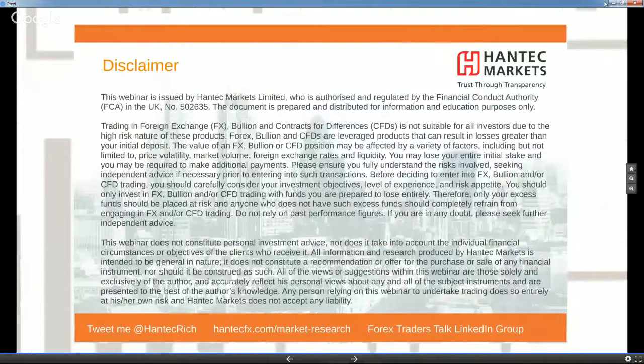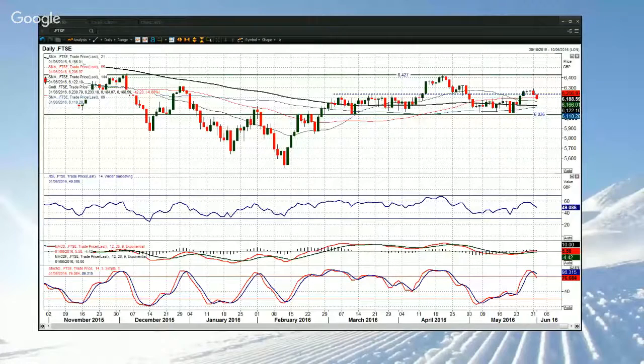Right, so let's have a look. That's the end of that series of charts. Now let's have a look at some live market data, live market information, sorry. So let's start with the euro.